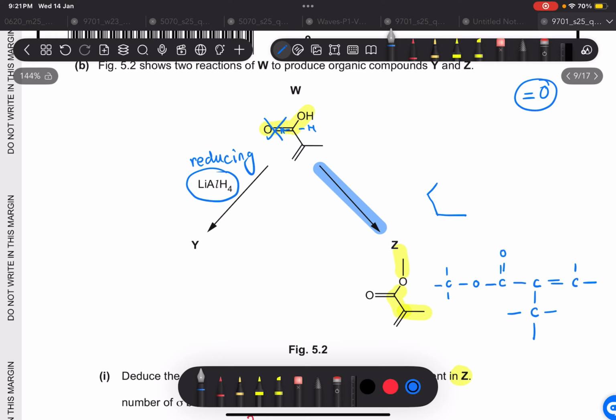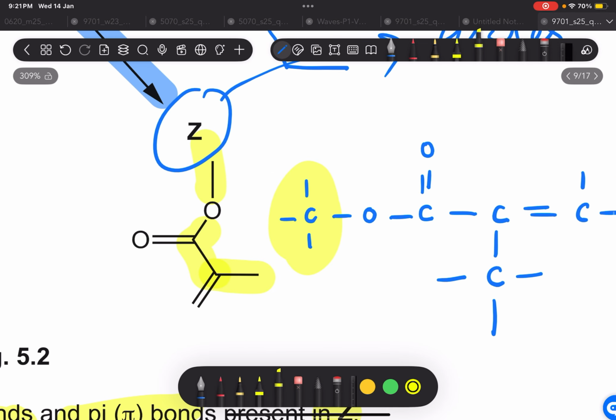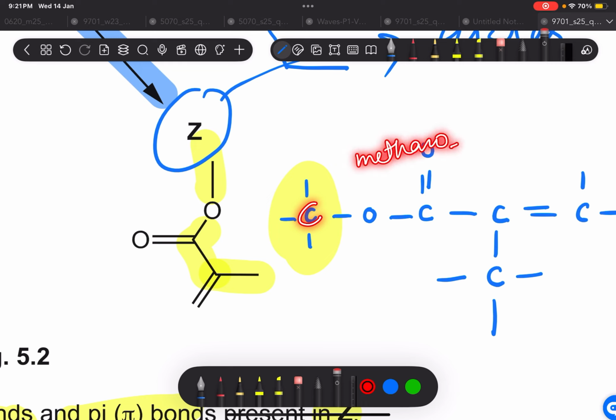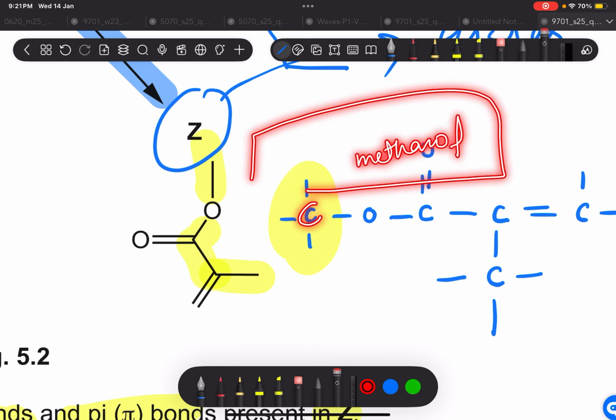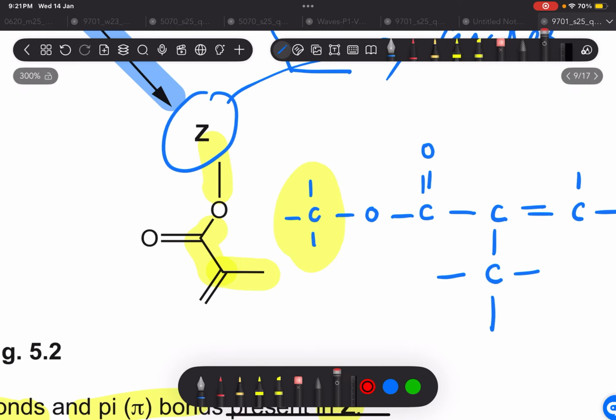Suggest the reagent and the conditions required when W is converted to Z. Okay, so when W is being converted to Z, you gotta figure out what's happening. Look, W is an acid and Z feels like an ester. How do you convert an acid to an ester? You add an alcohol to it. And what kind of alcohol are you adding here? An alcohol that is 1 carbon. So what you're doing is that you're adding methanol to it. And you also know with methanol you add sulfuric acid, which acts as a catalyst for your esterification.